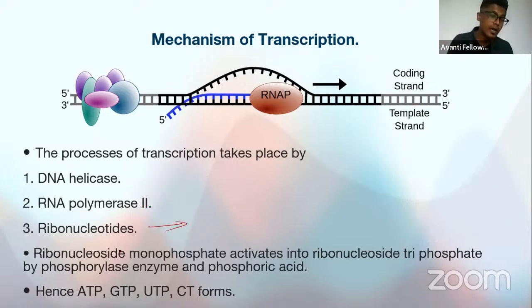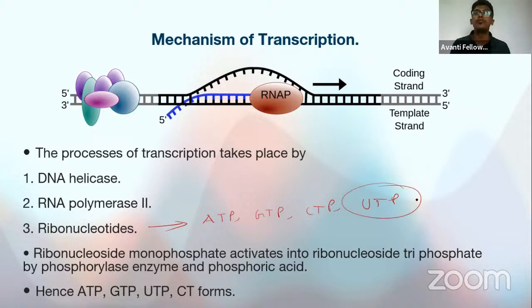How is it different from deoxyribonucleotides? Very simple. Our ribonucleotides do not have thymine. We have ATP, GTP, CTP, and then you have UTP, uracil triphosphate. We don't have thymine triphosphate, but we have uracil triphosphate. That is the sole difference between your RNA and DNA. Are you understanding my point?